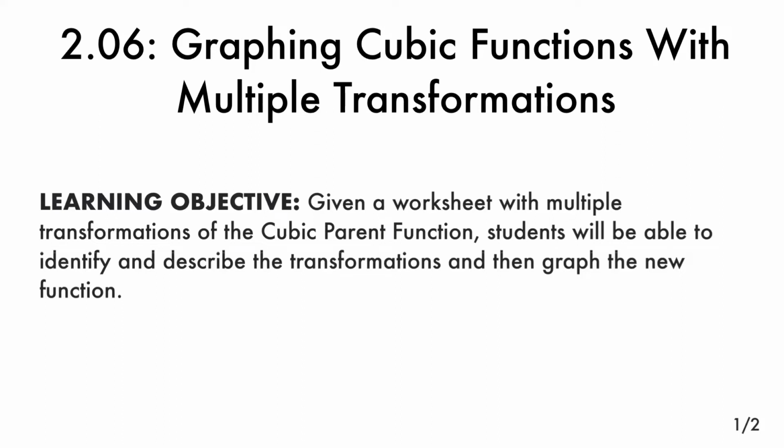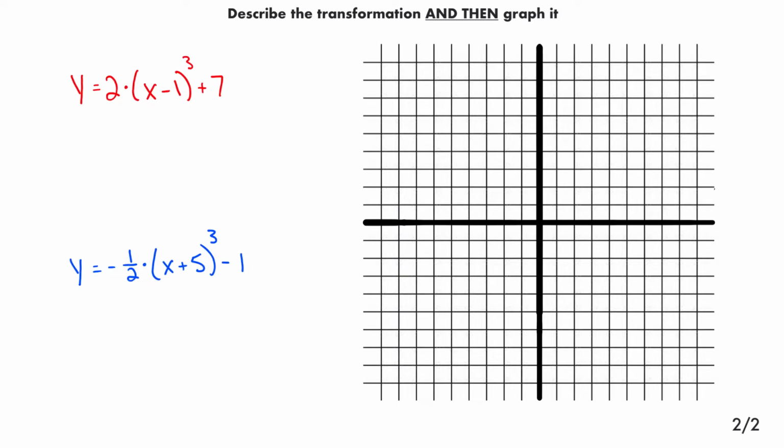In section 6 of chapter 2, we're going to be graphing cubic functions with multiple transformations. So it's the same thing we just got done doing, except I'm going to do multiple transformations at once. This is going to be a little different because I'm actually just going to graph 2 of these functions with multiple transformations and then call it done. So number 1, I have y equals 2 times the quantity of x minus 1 quantity cubed plus 7.